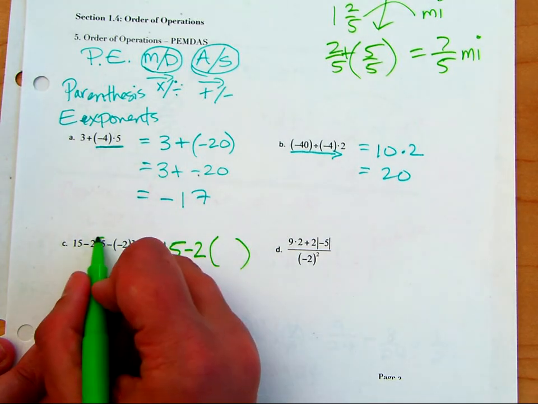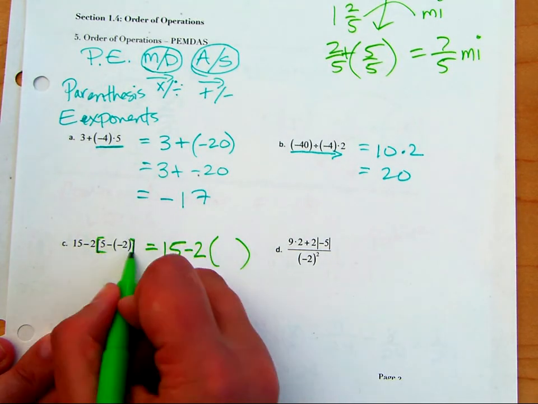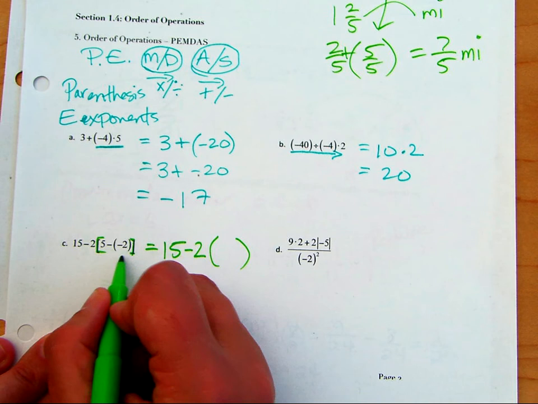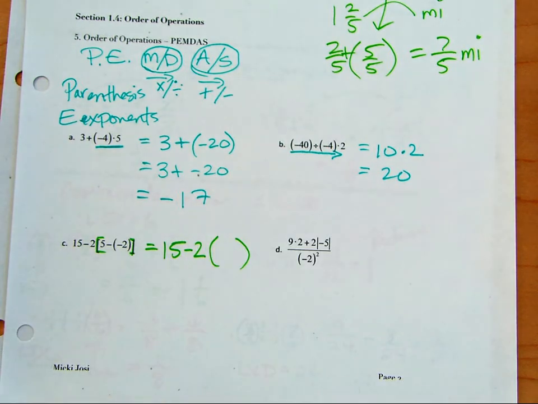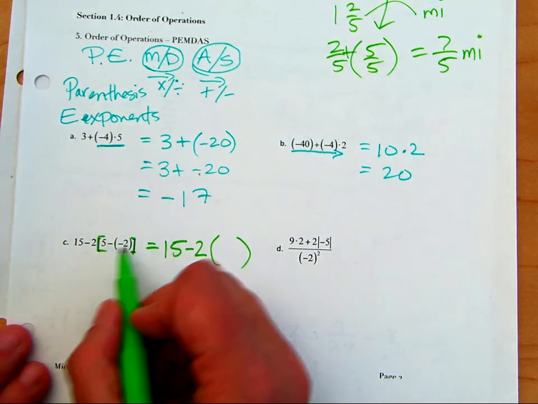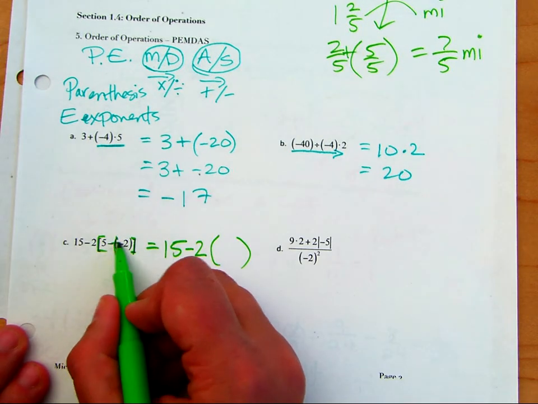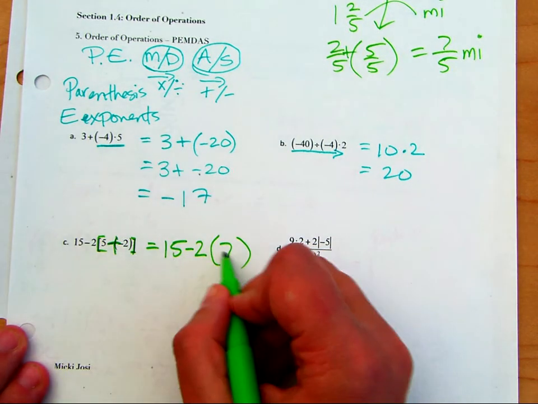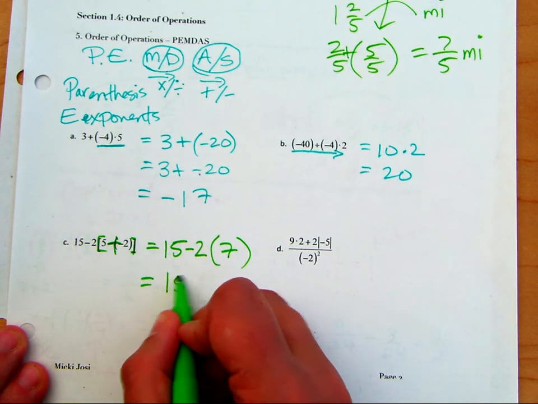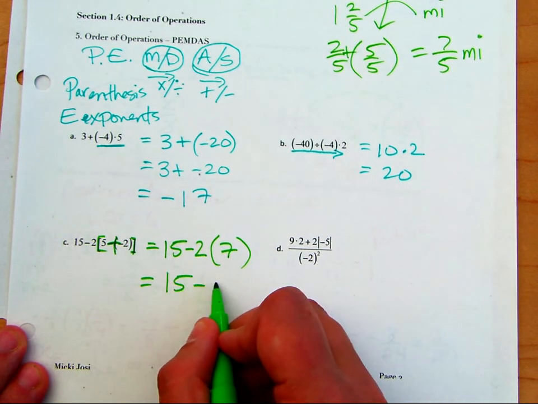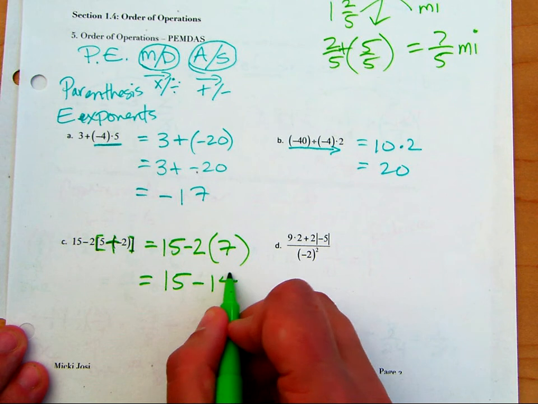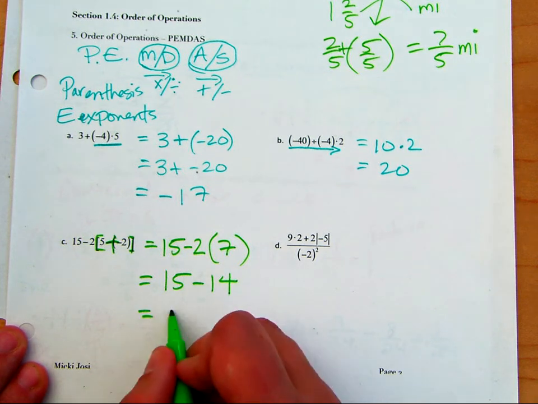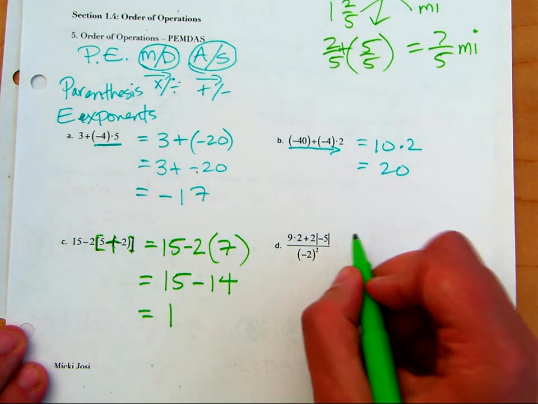And by the way, these are just brackets. They're not absolute value. It's just a way of having an additional grouping. So this becomes 5 plus 2, which is 7. Tell me next step. 15. Yeah, which is 14. Good. And then 1.